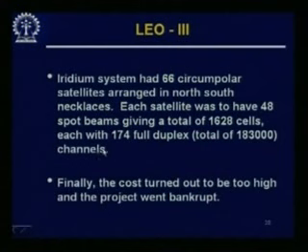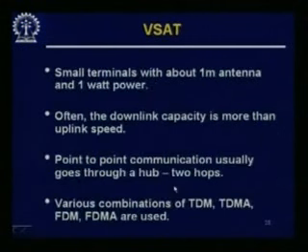The Iridium system had 66 satellites, as I said. Each satellite was to have 48 spot beams, giving a total of about 1600 cells, each with 174 channels. But 174 channels per cell, or a total of about 183,000 channels, is not that many globally, because terrestrial service providers routinely give millions of channels over the area. Finally, the cost turned out to be too high and the project went bankrupt.